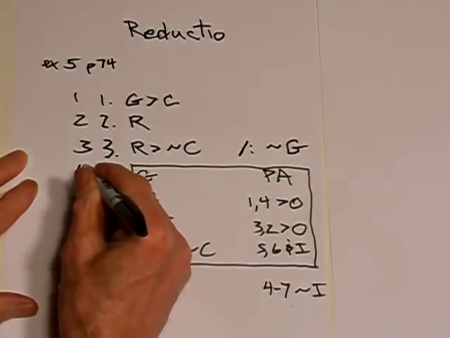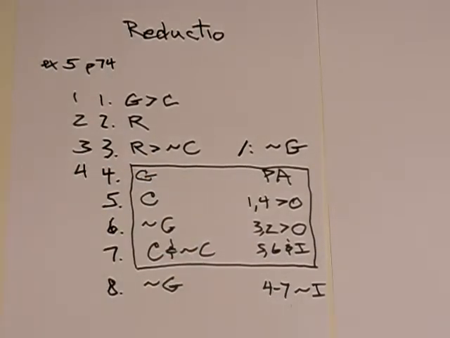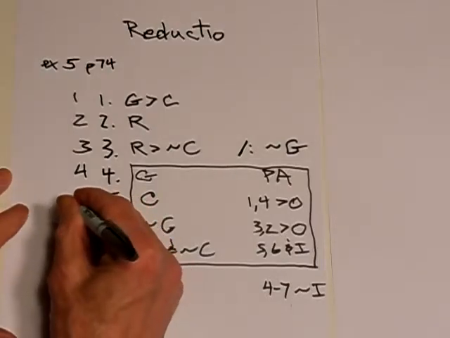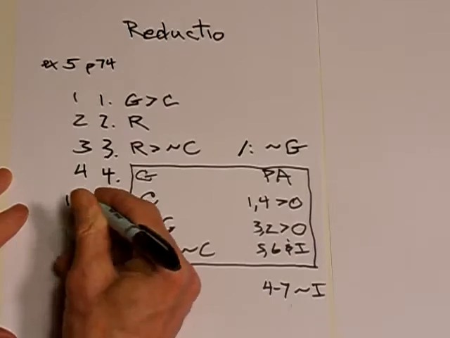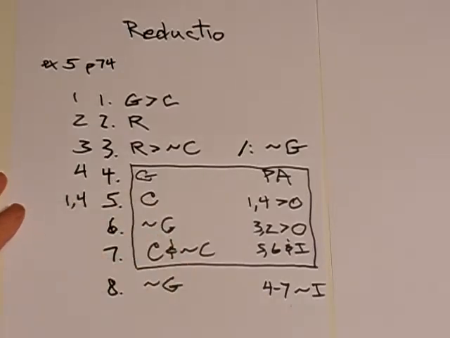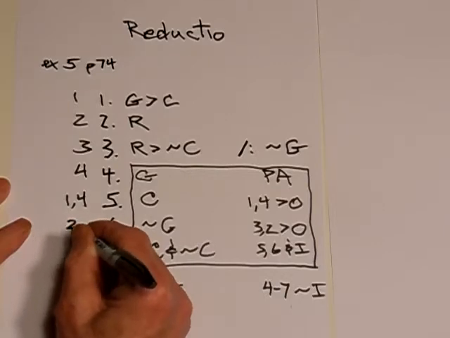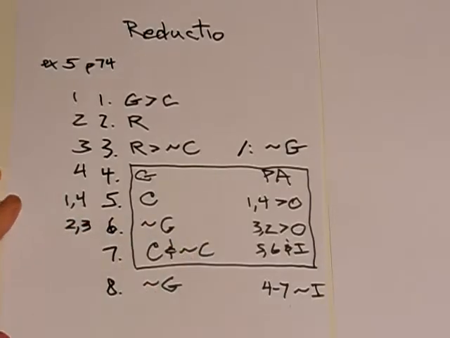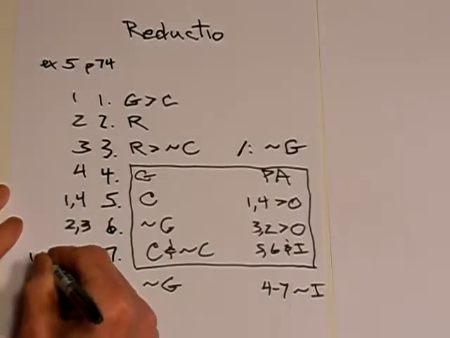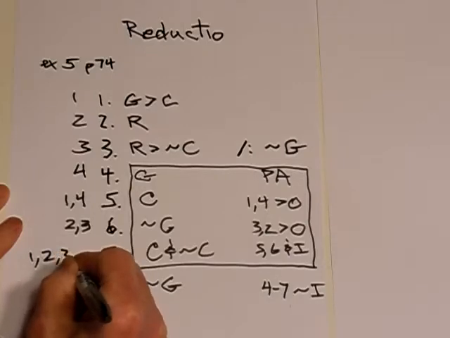Lines 1 through 4 depend on themselves. Then line 5 depends on what 1 and 4 depend on themselves. Line 6 depends on whatever 3 and 2 depend on themselves. And 7 depends on what 5 and 6 depend on: 1, 2, 3, 4.